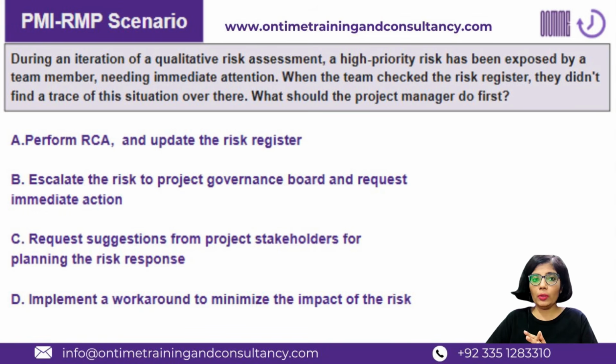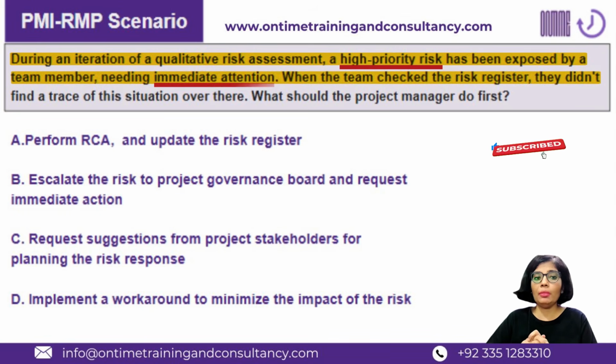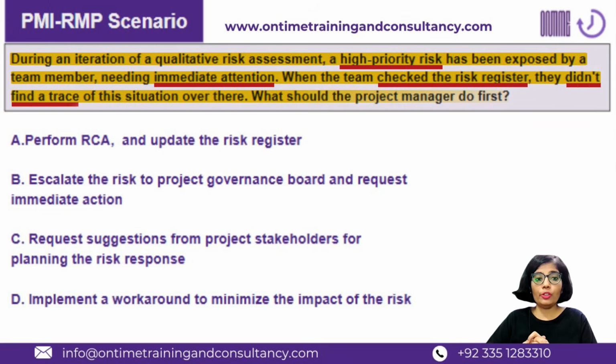Quickly, I'm going to read out the scenario and the option choices, and then we will see the scenario in detail, option by option. During an iteration of a qualitative risk assessment, a high priority risk has been exposed by a team member needing immediate attention. When the team checked the risk register, they didn't find a trace of the situation there. What should the project manager do first?